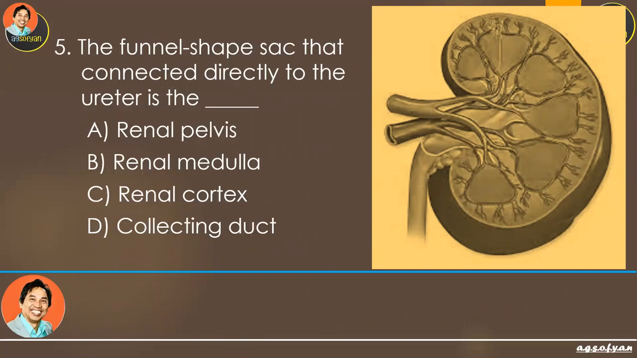Next one. The funnel-shaped sac that connects directly to the ureter is the... we already mentioned that. This is the last part of the kidney over here, and that's what the question is asking about, this funnel-shaped sac. So this one is the renal pelvis.